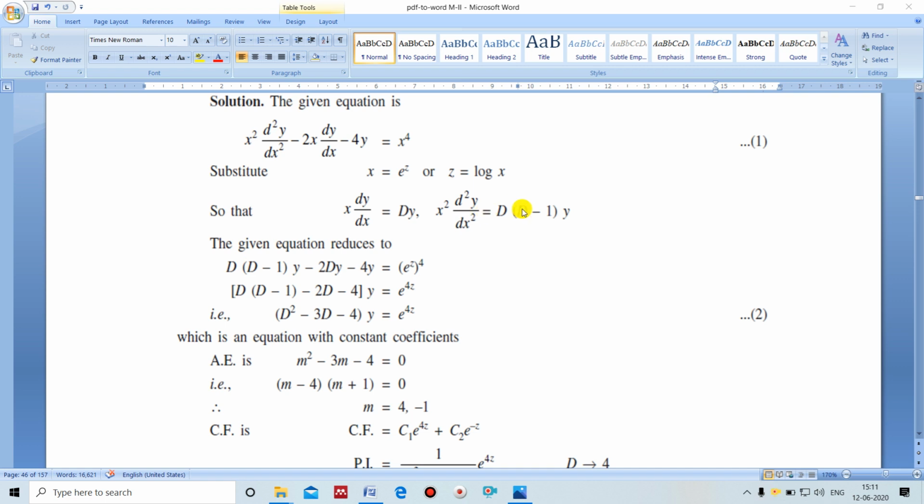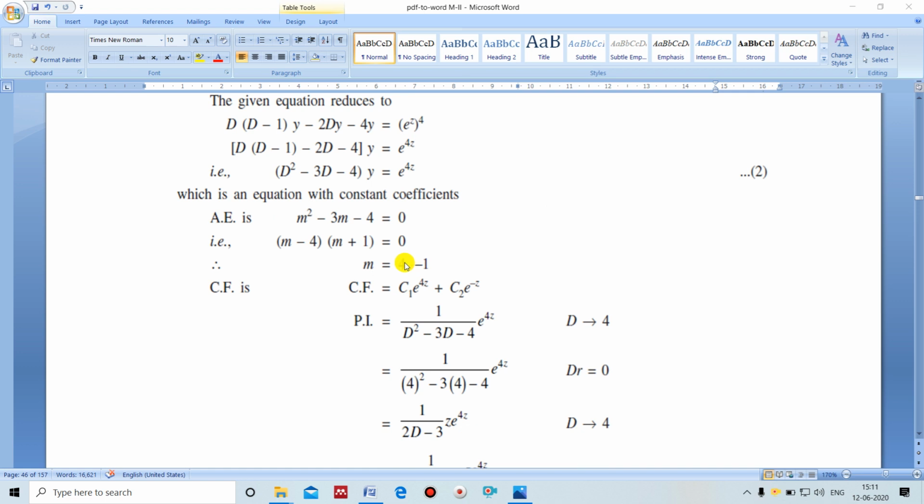So put these values in equation number 1, we get x² d²y/dx² means D(D-1)y, minus 2x dy/dx means Dy, minus 4y equals, here x is there, x value is (e^z)^4. Next simplify this. So (D² - 3D - 4)y = e^(4z). So it is a linear differential equation of second order.